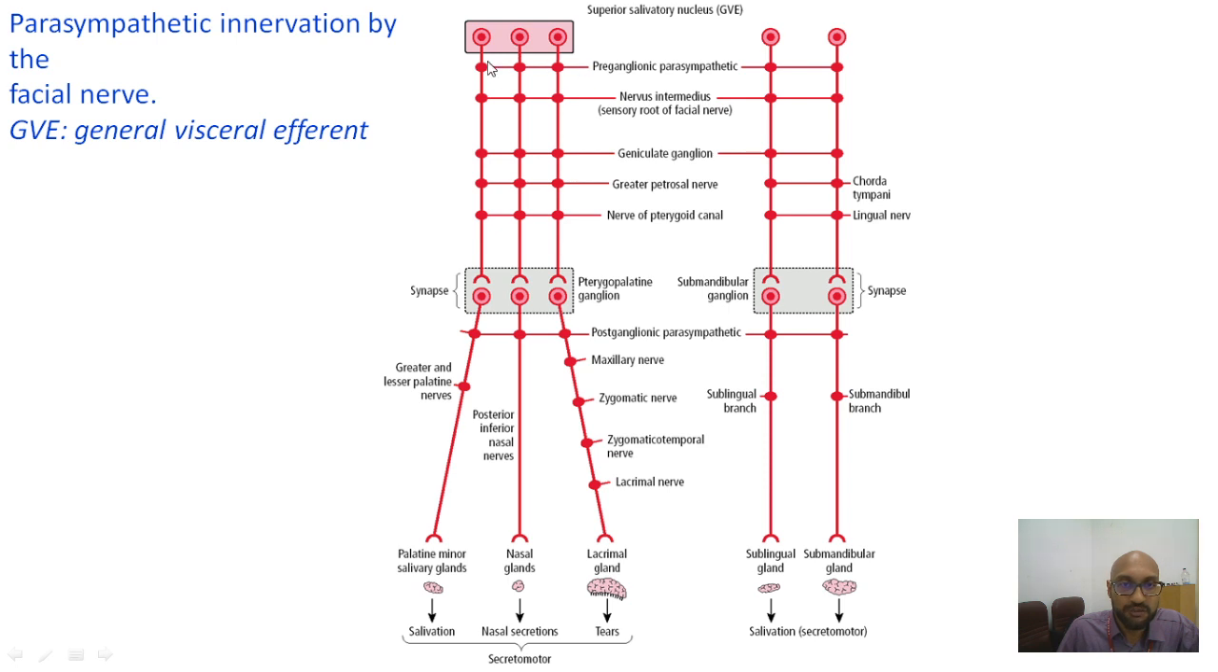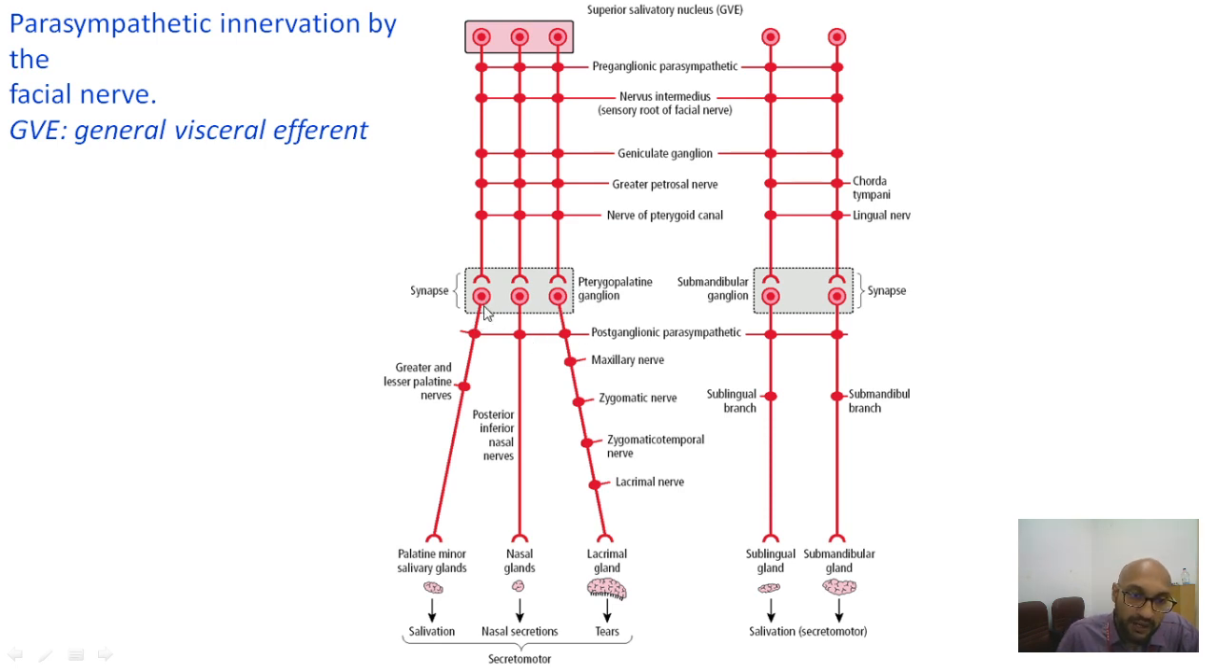Now let's look at the palatine glands. Here again you've got the preganglionic parasympathetic fibers which are forming the nervus intermedius. It forms the geniculate ganglion, and from the geniculate ganglion you get the greater petrosal nerve, which is a branch of the geniculate ganglion. The greater petrosal nerve joins with the deep petrosal nerve and forms the nerve of the pterygoid canal, and this nerve forms the synapse at the pterygopalatine ganglion. This ganglion, I already showed you, is found in the pterygopalatine fossa.